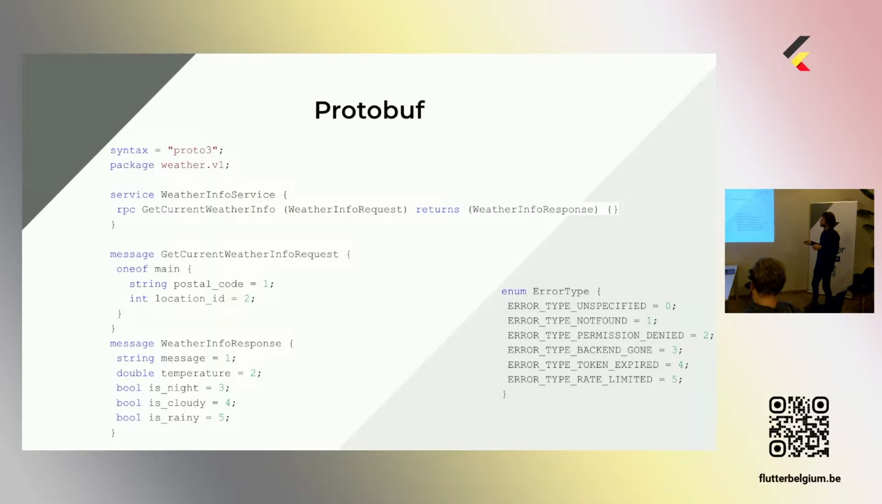So you already see you can define here a one-off. So you can only send one of those two. It defines what is possible or not. And then the message, the response, can be a string, a double, temperature, very dummy booleans. Is it cloudy? Is it rainy? But it can also be another message, for example. So you can nest stuff or reuse stuff.